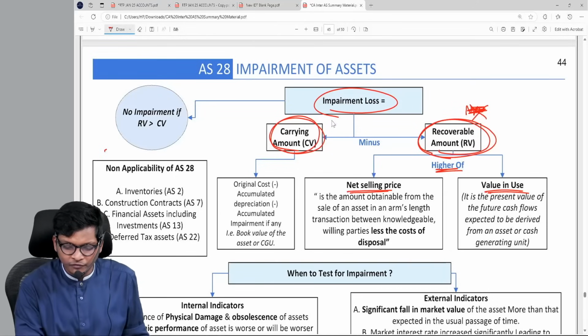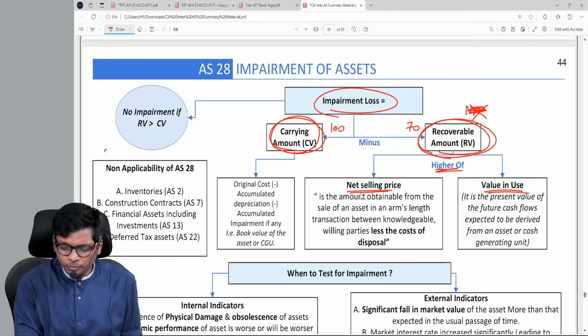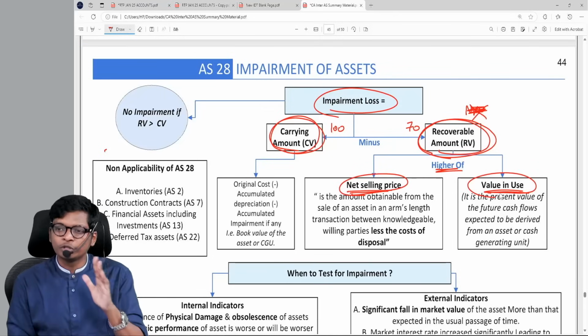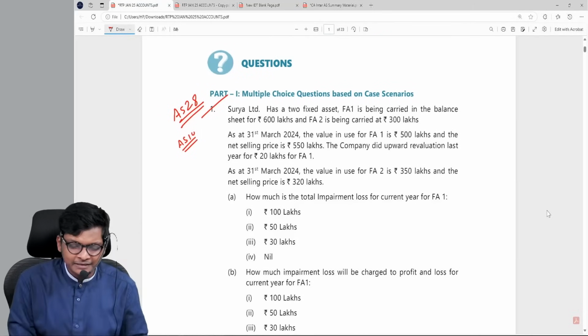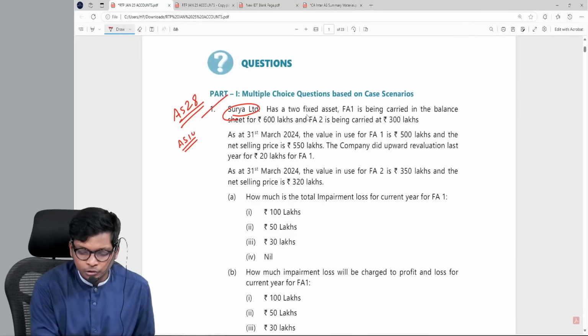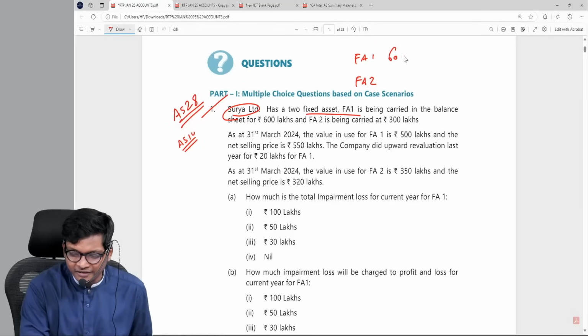For example, if carrying amount is 100 and recoverable amount is 70, then you will write off 30. Recoverable amount is the higher of net selling price and value in use. That's it for our RTP, that's it for the exam also. Come down here, they are given facts. Surya Limited has two fixed assets, FA1 and FA2. The carrying value for FA1 is 600, FA2 is 300.